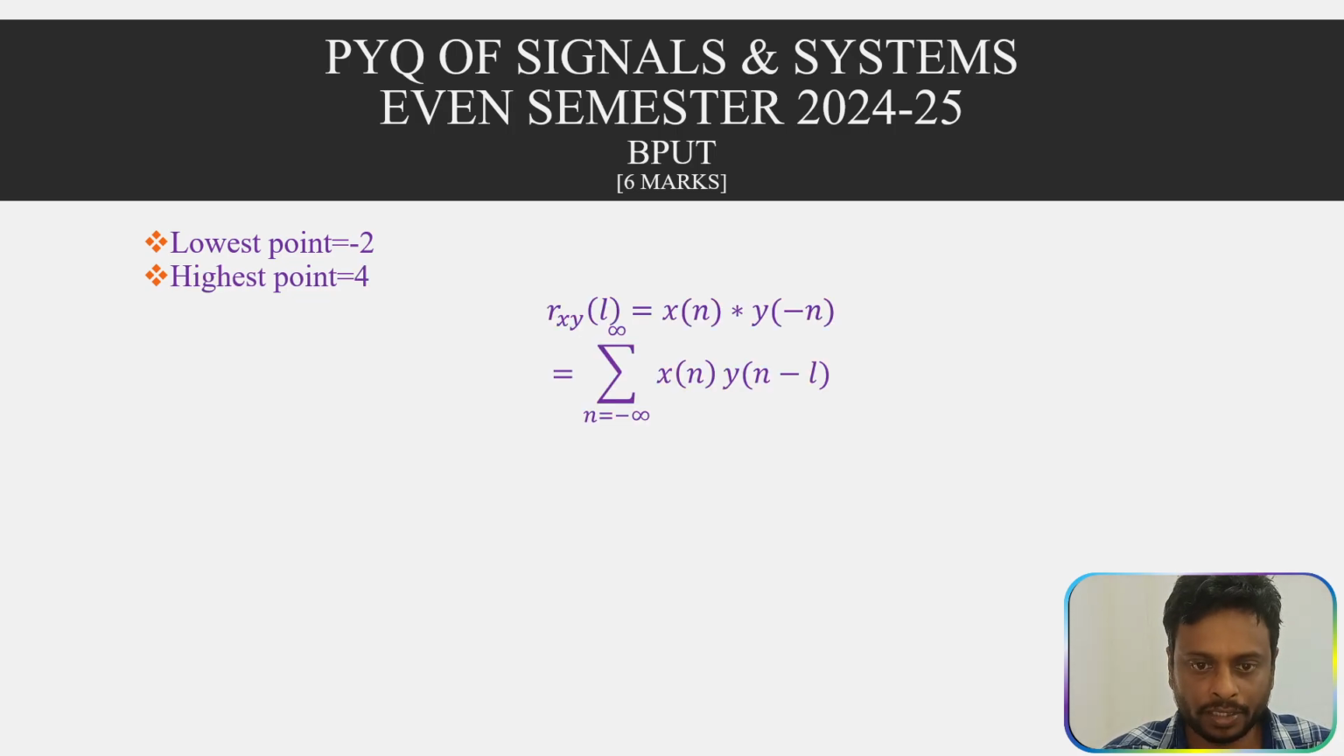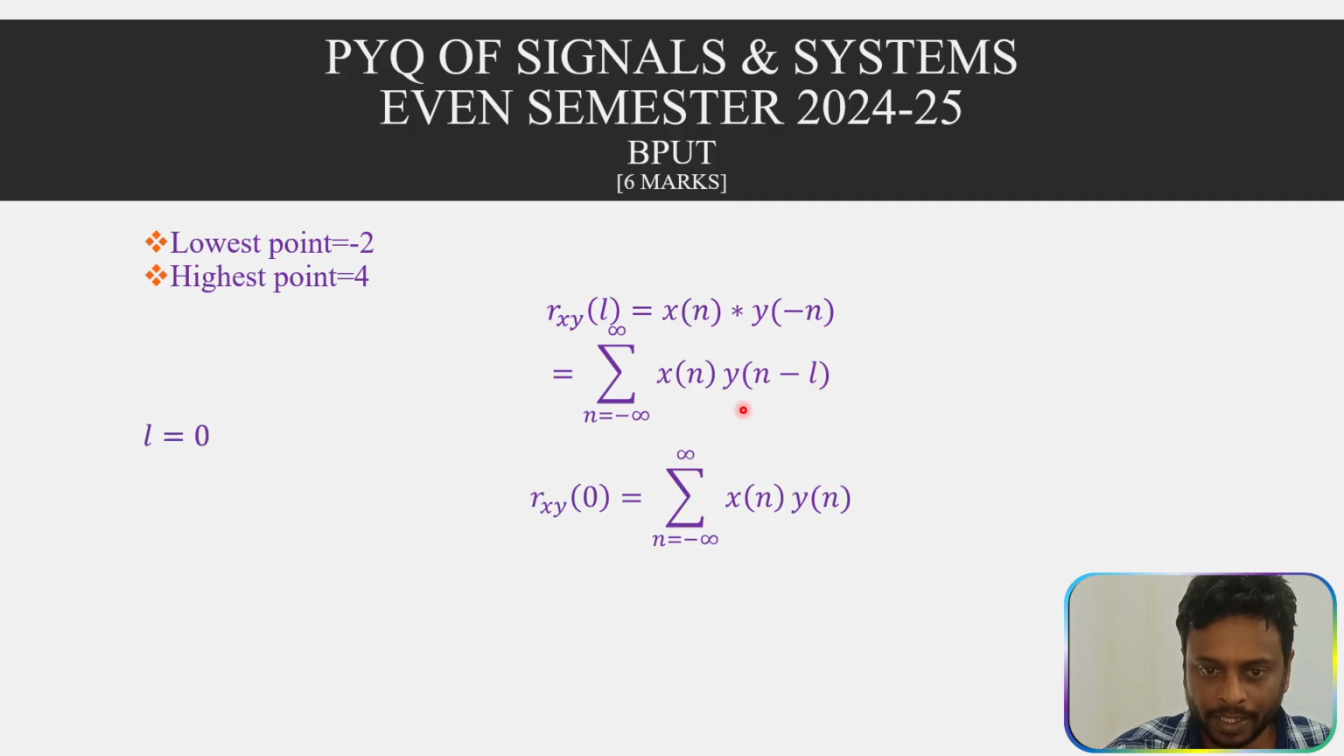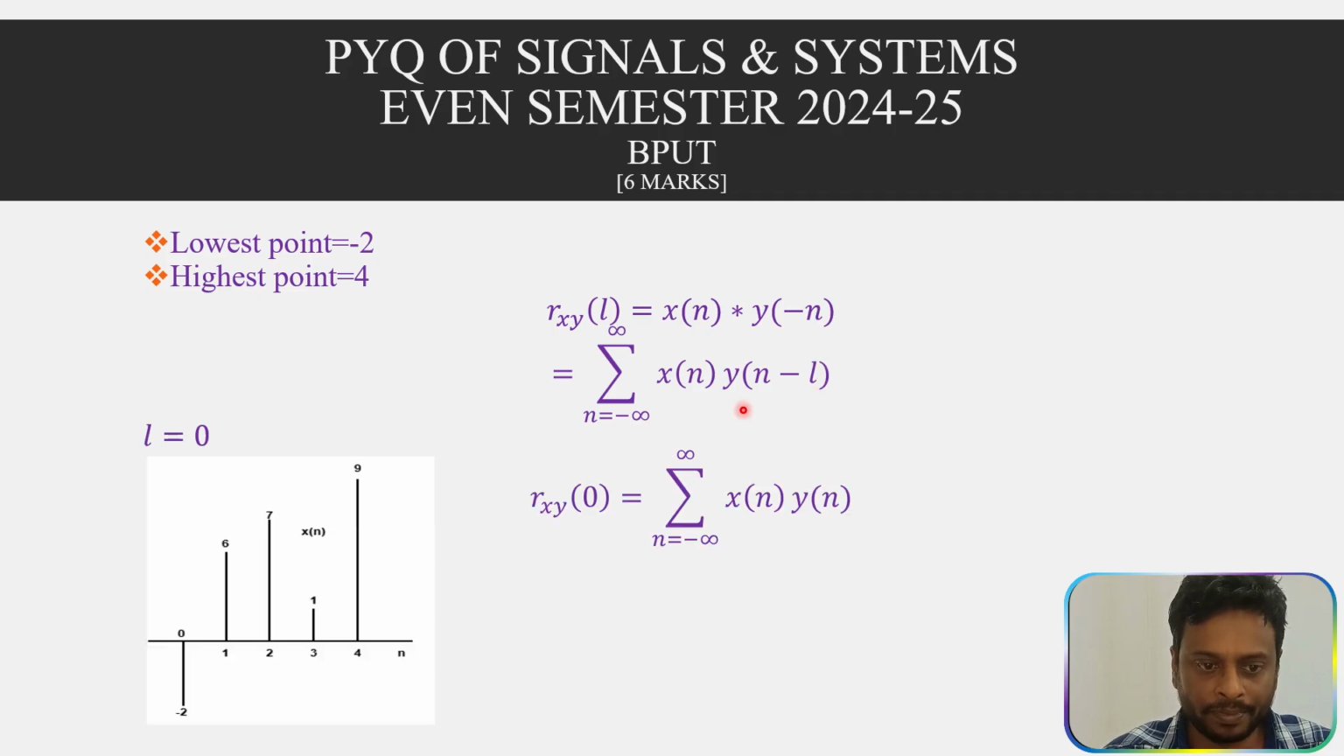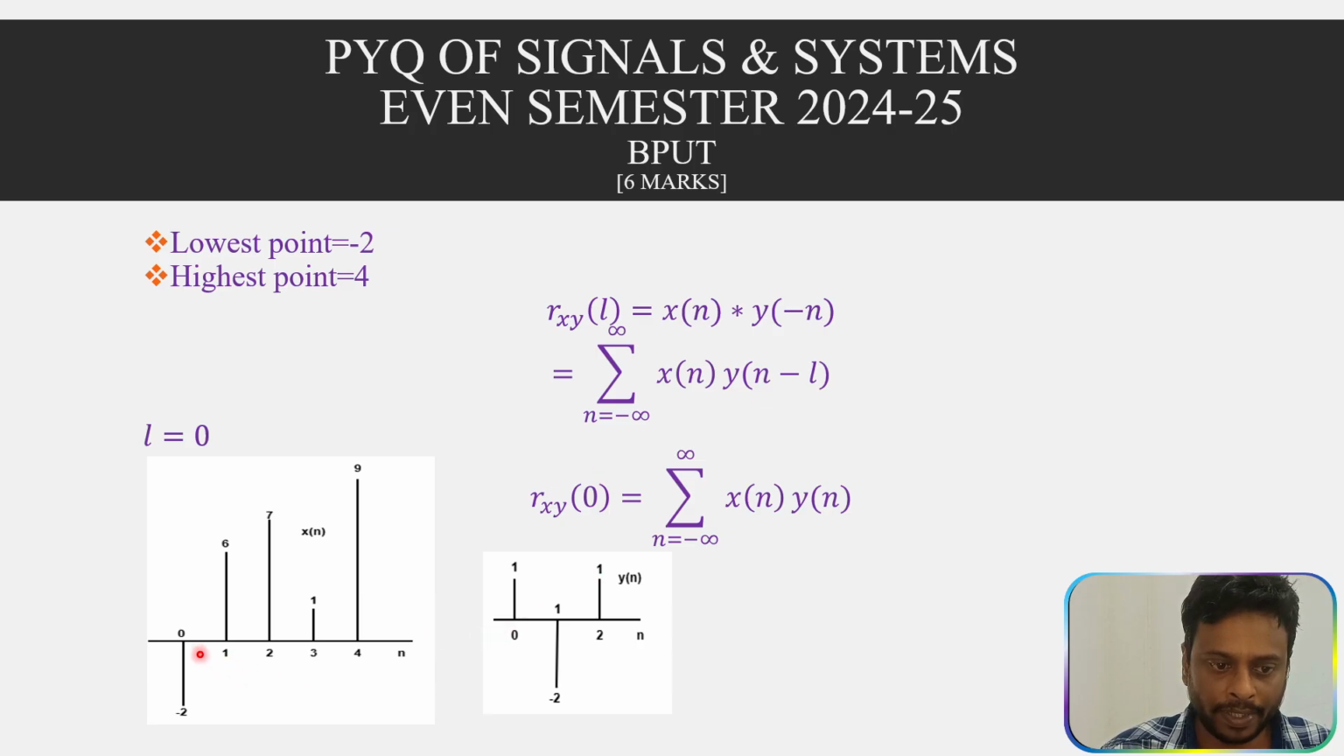So this is the formula. First you can check for l equal to 0. So you can put here l equal to 0. So x of n will be multiplied with y of n. This is your x of n, this is your y of n. So you can multiply at the common points. At 0, here it is minus 2 and there it is 1. So minus 2 into 1.